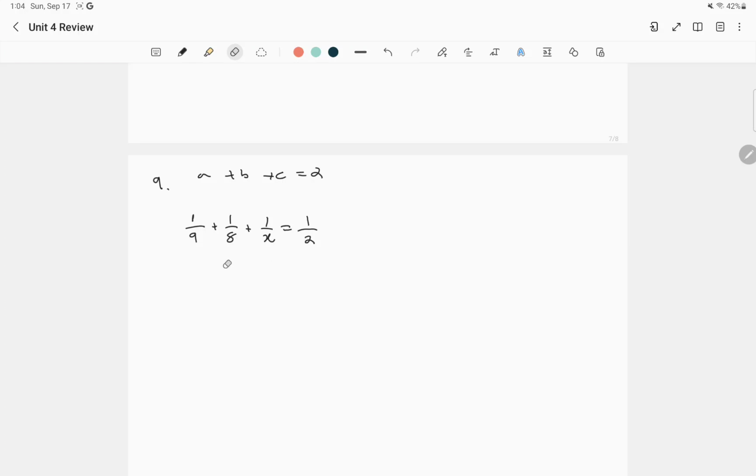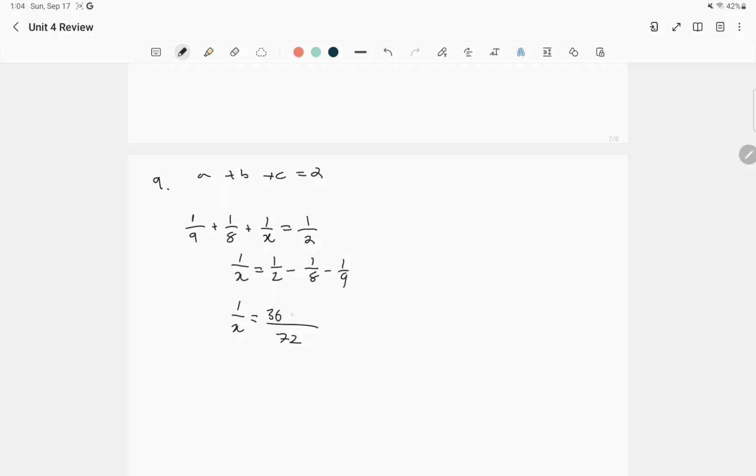We're going to switch it around. We know the bottom greatest common denominator. We'll put all the constant values on one side. So we have 1/2 minus 1/8 minus 1/9. This makes our lives easier. And then find the common denominator, which is still 72. But it's easier this time.